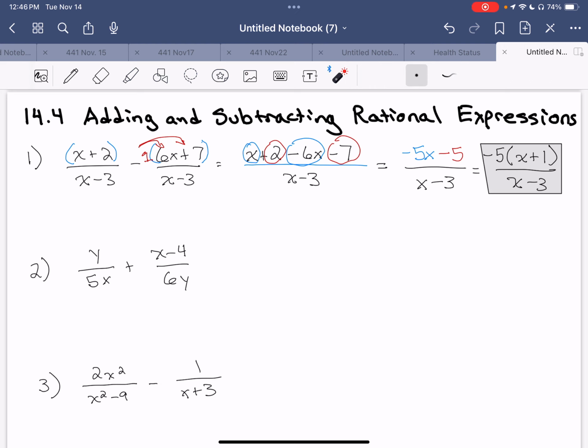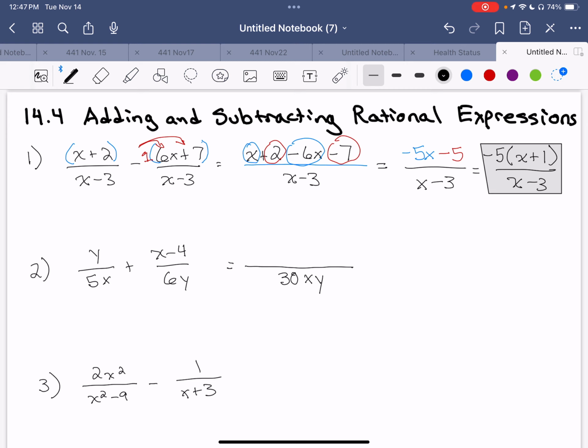Number 2. We do not have a common denominator, so we need to look for that first. So I'm asking myself, what expression does both 5x and 6y divide into? So I need an x, I need a y, and then when pairing 5 and 6, I might think about multiples of 6 and say 6, 12. Okay, I need to go all the way out to 30. 6 times 5 is 30. That's the first multiple of 6 that 5 will divide into. So that's my common denominator.